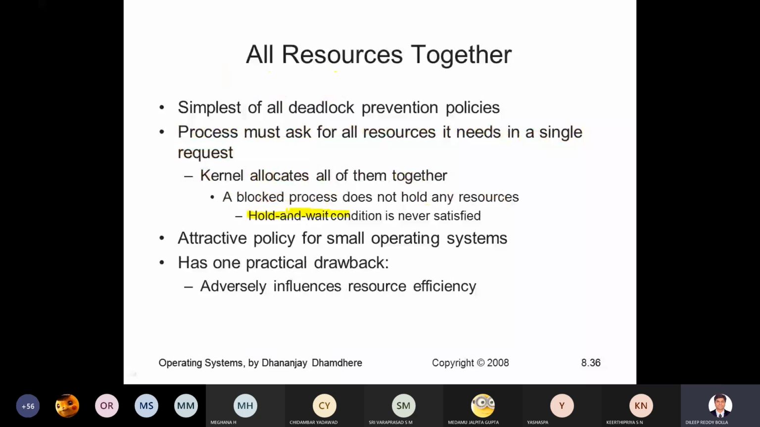Hold and wait, when will it work? When you have the resources, it will work. As there are no resources at all here, let us say this process P1 is blocked and there are no resources. This corresponding hold and wait will never function or be satisfied here. This method will not help.